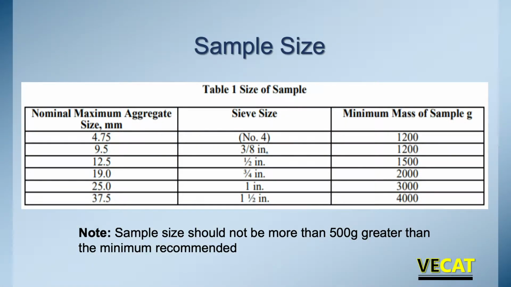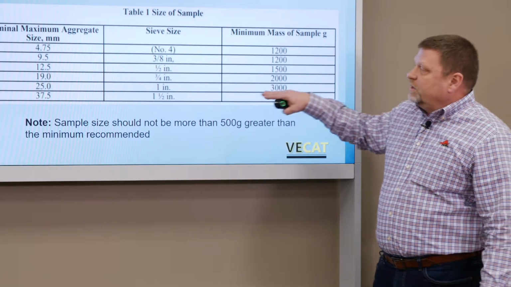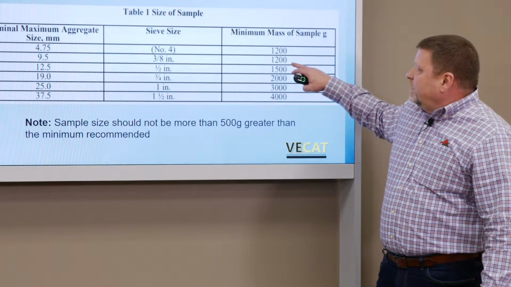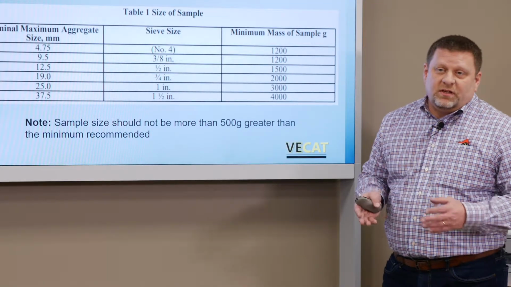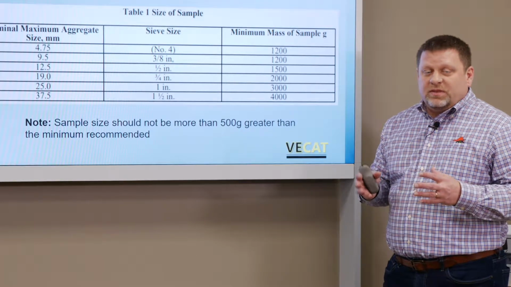Let's talk about sample size. You'll find this table in the VTM, and there is a minimum sample weight depending on the aggregate size of your mix. But one thing I also want to note, there's also a maximum sample weight. The maximum sample weight would be 500 grams greater than the minimum. So if we're dealing with an SM 9.5, the minimum is 1,200 grams. The maximum would be 500 more, which is 1,700 grams. Your samples have to be within that range.